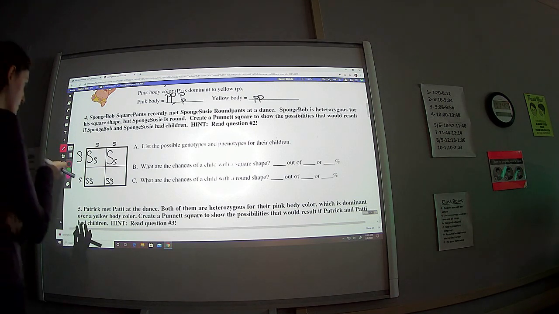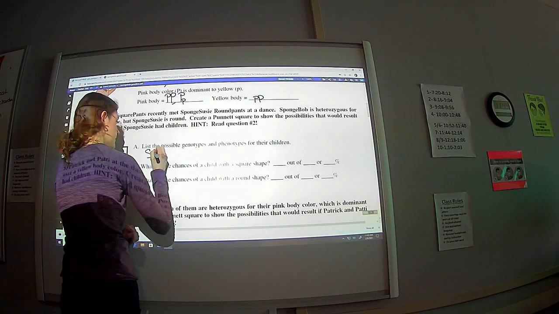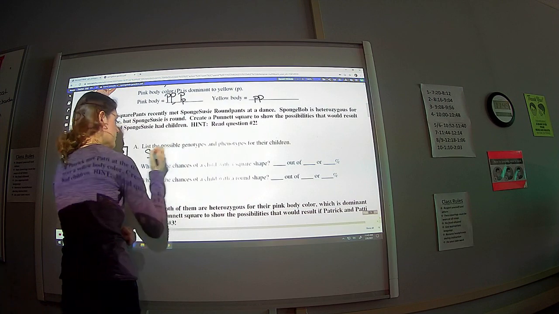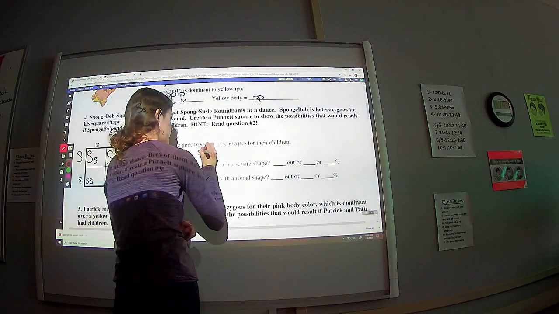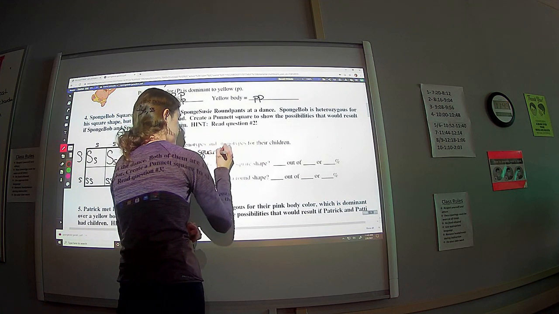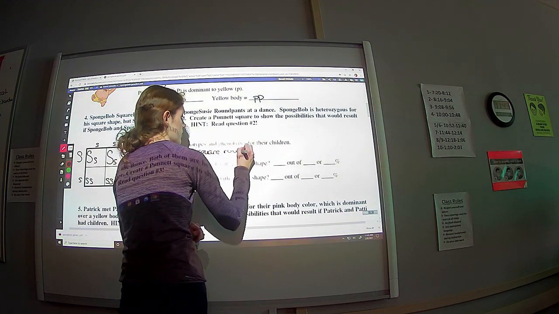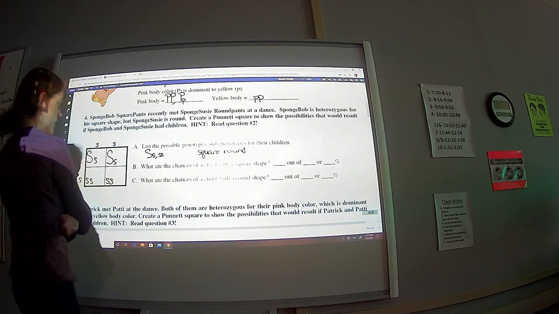List the possible genotypes and phenotypes for their children. So their possible genotypes are either heterozygous or homozygous recessive. And the phenotypes, they could either be square or they could be round. It just depends which genes they get.